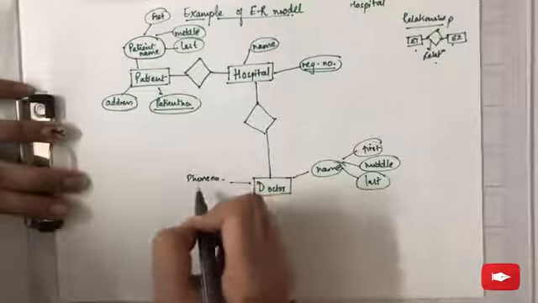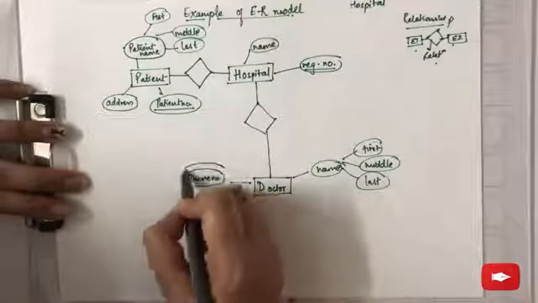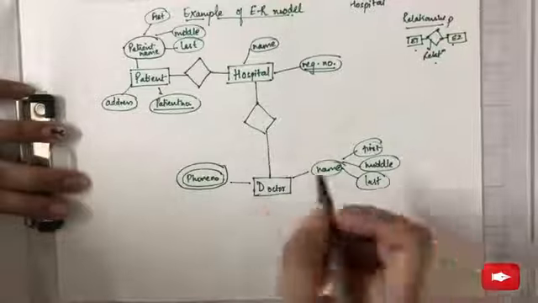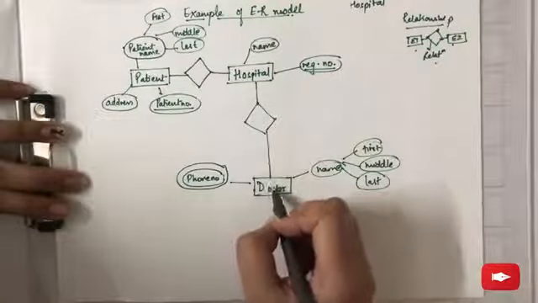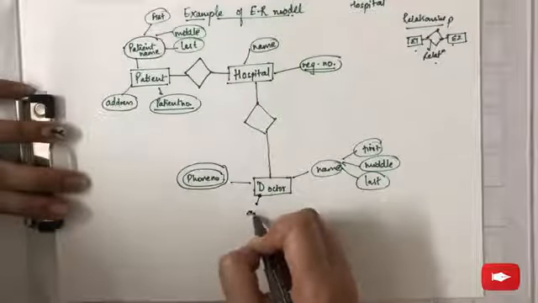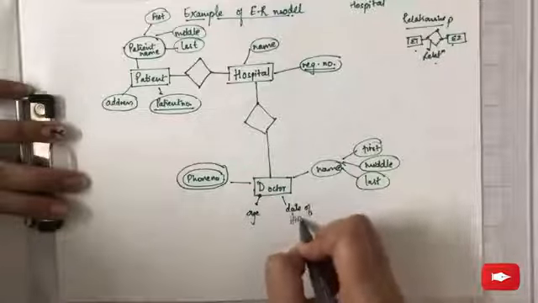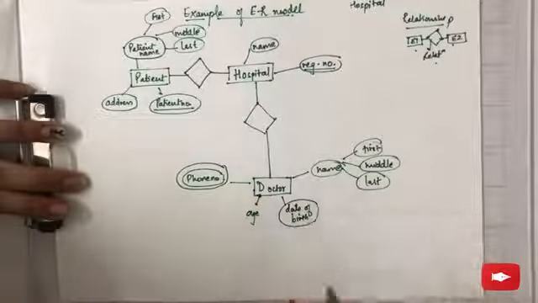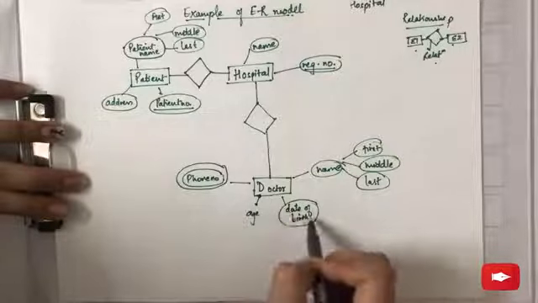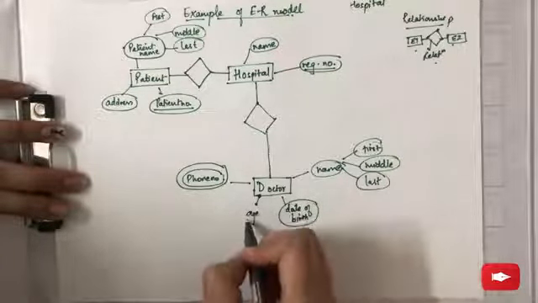Now as we have already seen, phone number is a multi-valued attribute, so can be represented by double-lined oval. Can also have age, date of birth. Again, date of birth is an attribute and age is an attribute which is derived from date of birth. Therefore, acting as a derived attribute has to be represented using dotted lines.